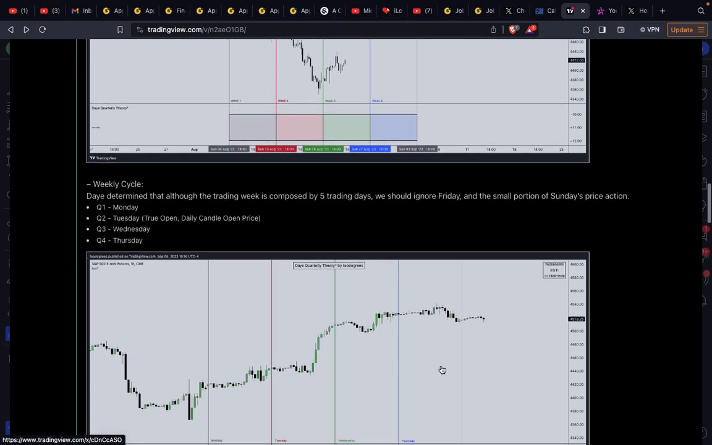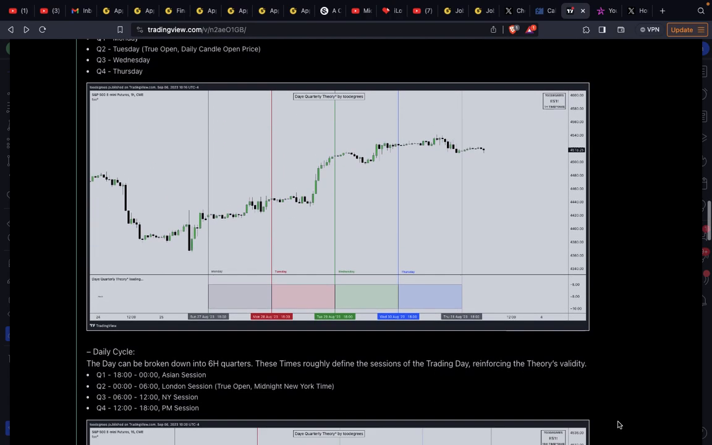And then you get the weekly cycle, right? They determined that although the trading week is comprised of 5 trading days, we should ignore Friday and the small portion of Sunday's price action. So Q1 is Monday, Q2 is Tuesday, the opening daily candle price on Tuesday. That's our true open. If we're looking for longs, we'd look to buy below that price level. If you're looking for shorts, we'd look to sell above that price level. Q3 Wednesday and Q4 Thursday, right?